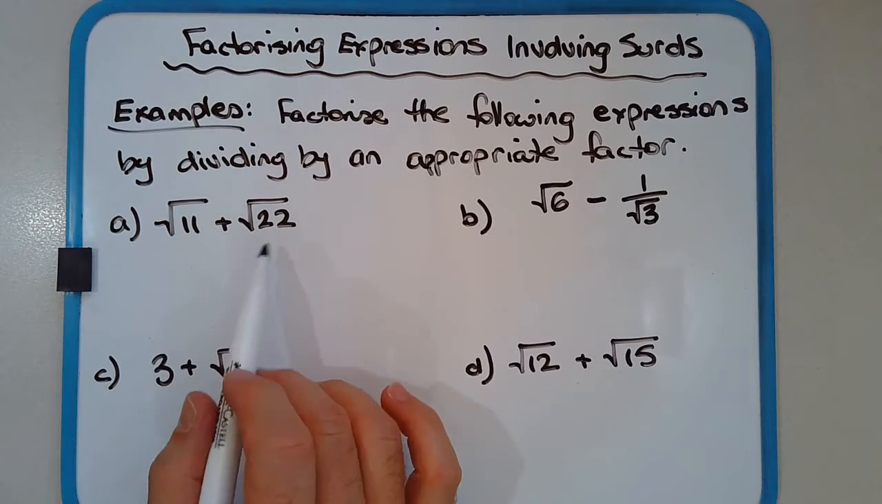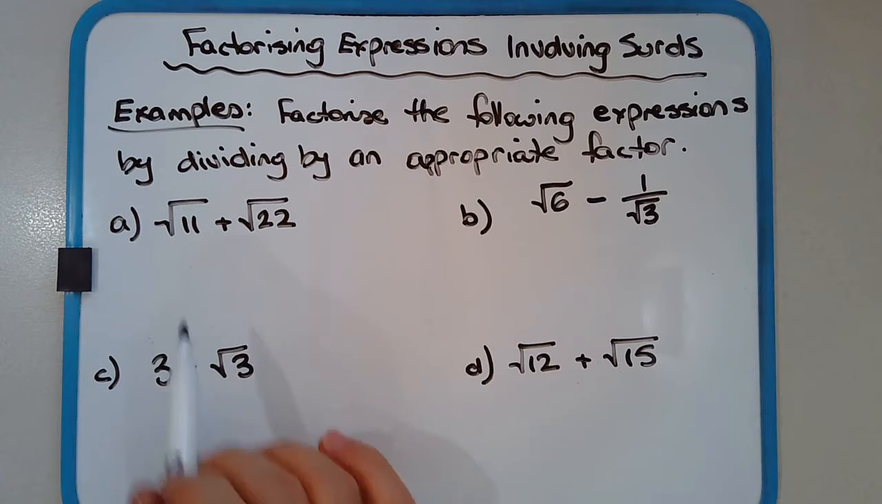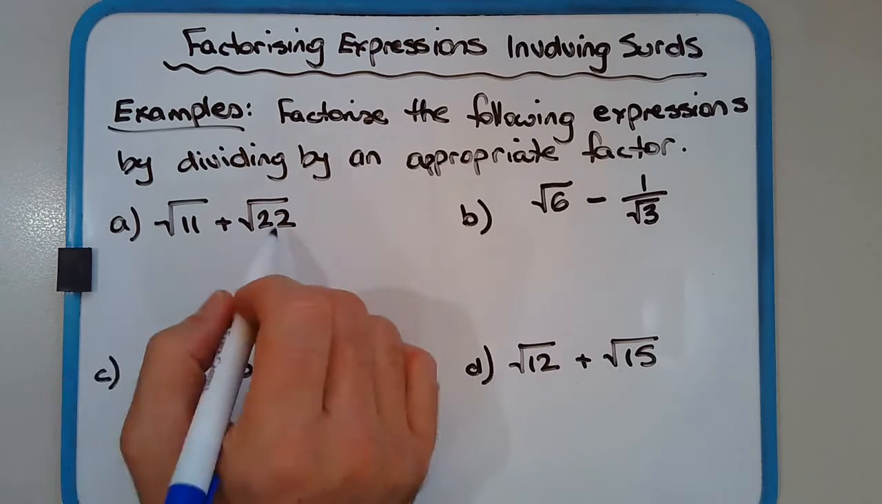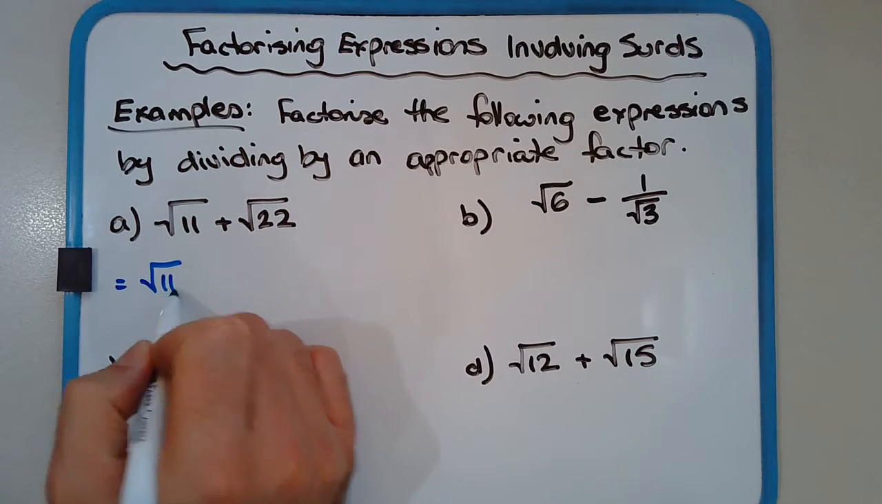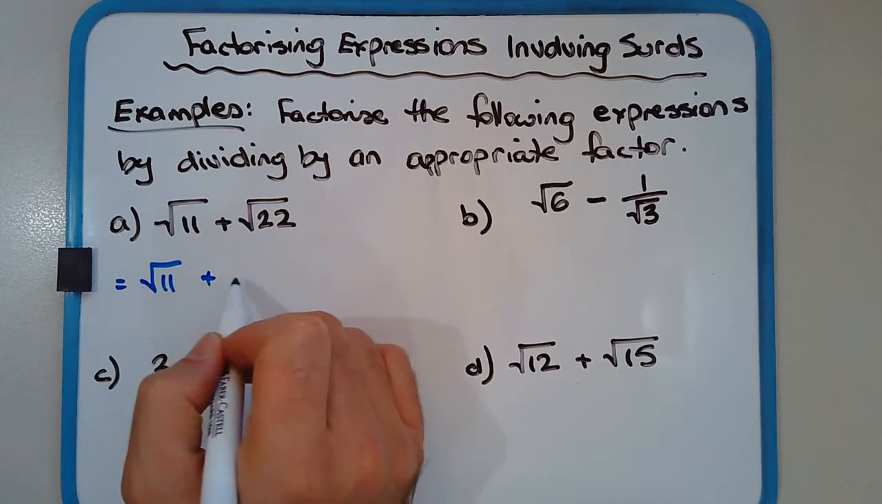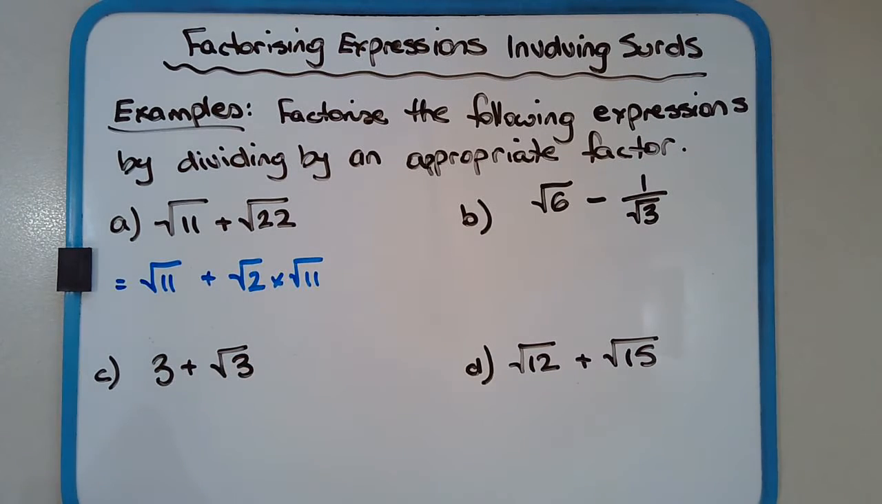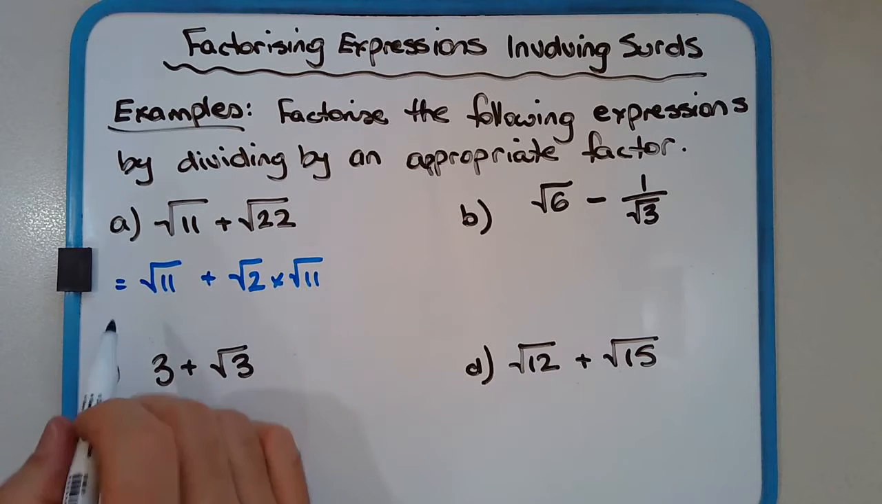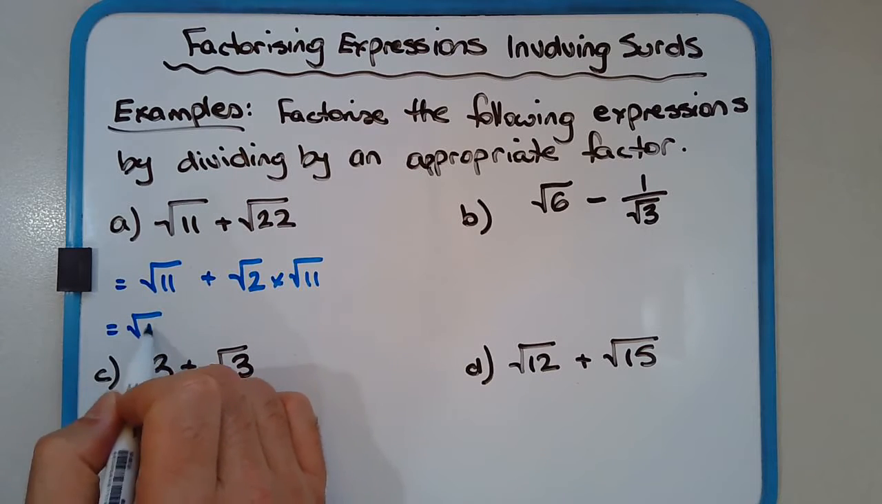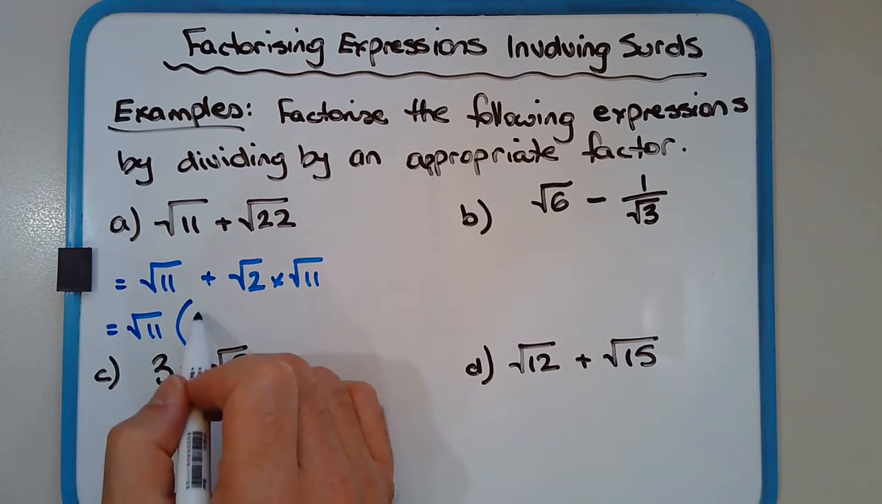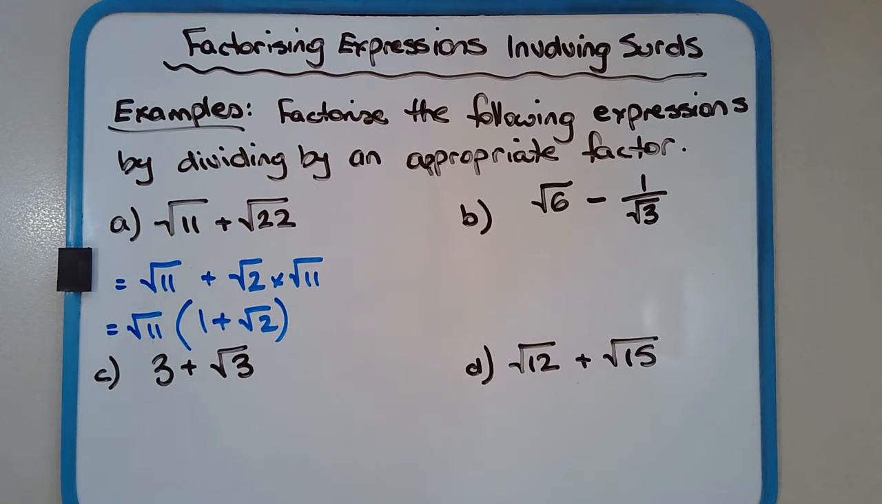11 and 22, well, the common factor is 11, or the highest common factor is 11. So the way we're going to show that is I'm going to rewrite square root of 22 as a product, that's the square root of 2 multiplied by the square root of 11. And we can take the square root of 11 out as a common factor. So that's square root of 11 outside of 1 plus square root of 2. If you multiply that through, you'll get back to the original question, which is square root of 11 plus the square root of 22.